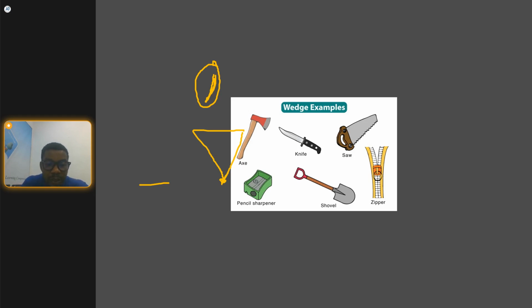Another one that we have is the one we are very close to in the kitchen, the knife. If you look at this portion of the knife, it also has the shape of a wedge. And that is why it's very easy to dissect your onions and your tomatoes in the kitchen. It is because the knife is classified as a simple machine called a wedge. So it is easy to cut or divide things in the kitchen with your knife. It is easy to dissect your birthday cake with your knife.